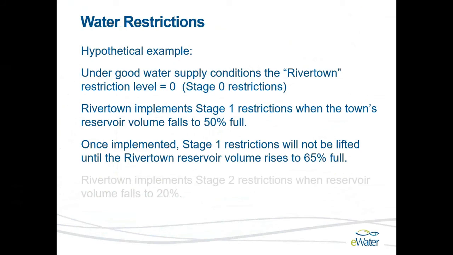I'm just going to use a hypothetical example to explain how these work. If we imagine we have a small town, we call it River Town, and River Town relies on a single reservoir for its urban water supply, and most of the time the water supply conditions are good, so the restriction levels are at zero, we call it stage 0 restrictions if you like. They can have their full water requirements.